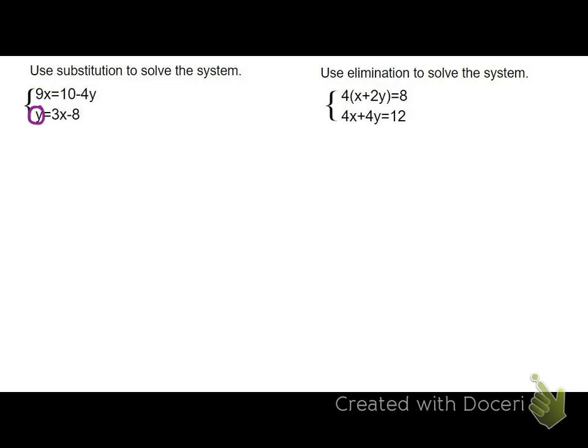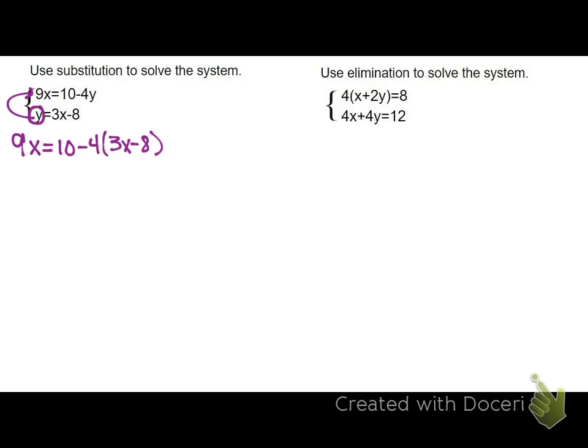So I'm going to substitute for which variable? Y. Yeah. So when I see that y, what am I going to put in place of it? What's y equal? 3x minus 8. So I'm going to use my equation on the top because I'm going to substitute the y into the top here. I'm going to have 9x equals 10 minus 4. And you guys said we're going to substitute for y. So what do we substitute for y again? 3x minus 8. And now I have an equation.